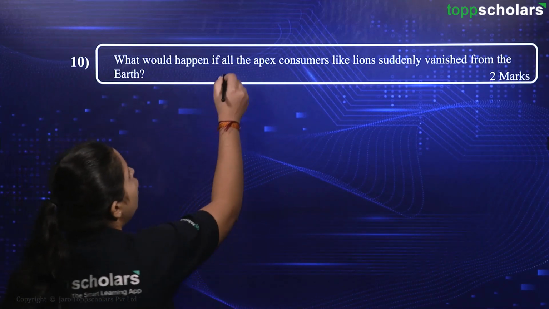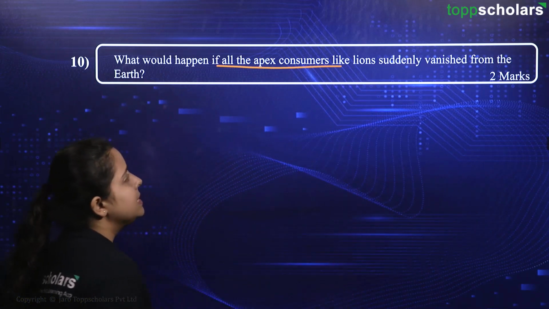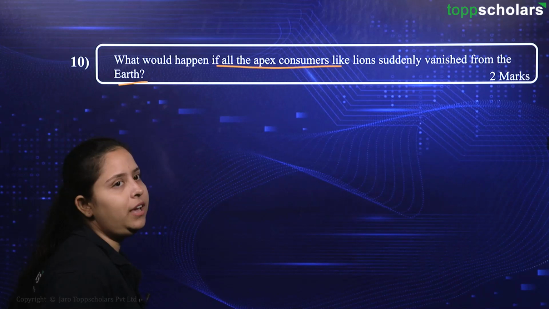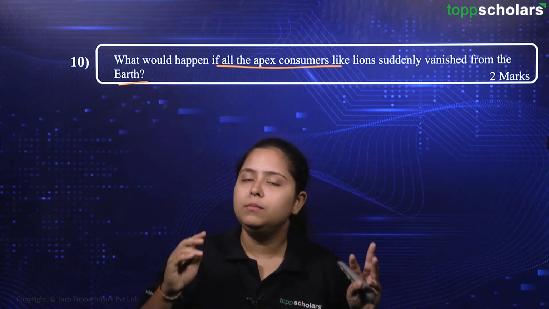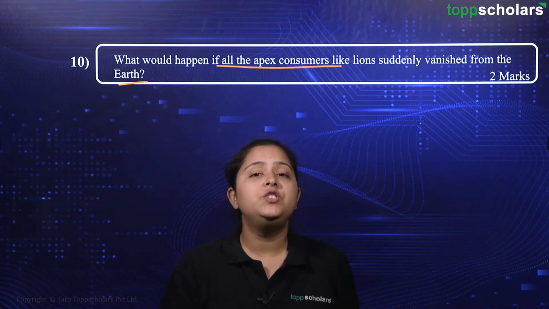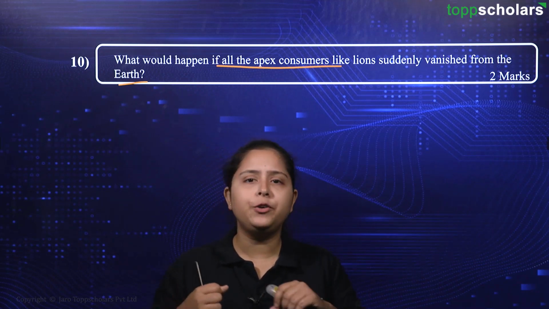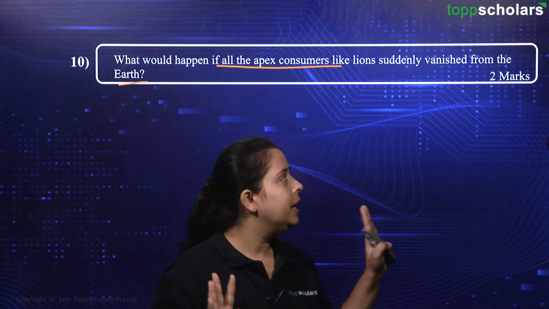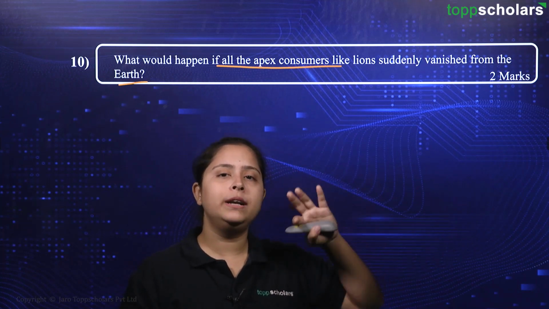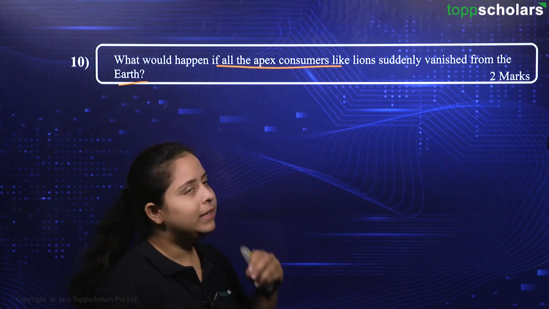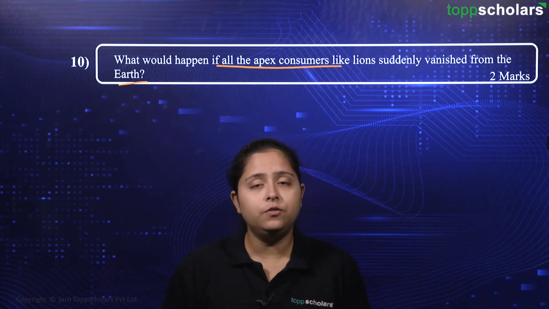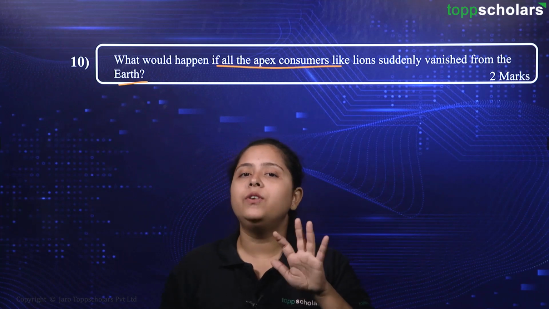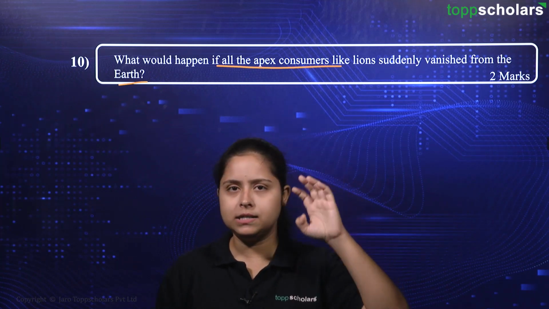The question says, what would happen if all the apex consumers like lions suddenly vanish from earth? So, the question is again relating to the concept that we have just seen. We have just seen that removal of that frog was leading to an increase in the population of mosquitoes. Here we are saying that apex consumers are being removed. So, what will be the effect? First of all you should know what apex consumers are. As per the name, we have a hint that they are present on the top parts of the food chain.